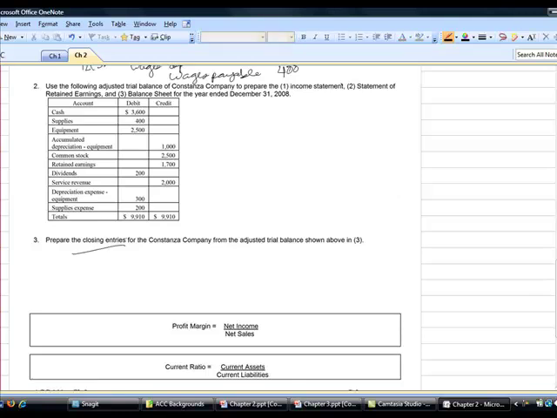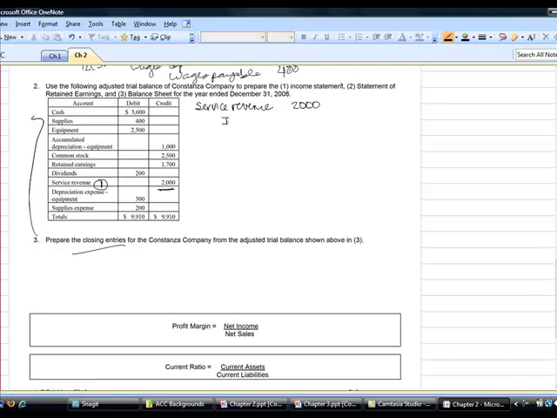Prepare closing entries. Here is our adjusted trial balance, so we need to figure out what we want to close out. Step 1, close out our revenues, and I only see one revenue account. It's service revenue. Remember that revenues are always recorded on the right, so to close them out, we need to debit service revenue for 2000.